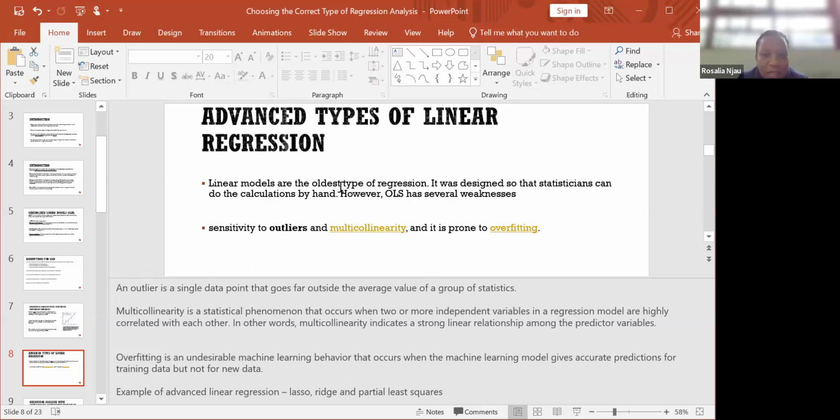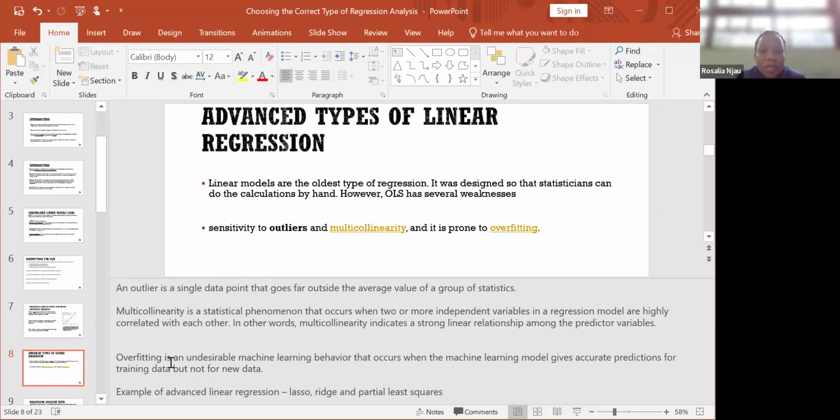I wish I had a diagram here, sorry. And multicollinearity is a statistical phenomenon that occurs when two or more independent variables in a regression model are highly correlated with each other. In other words, multicollinearity indicates a strong linear relationship among the predictors. If this happens, there's a way to work it out, but there are other options you can use.